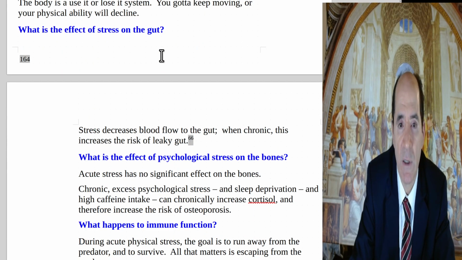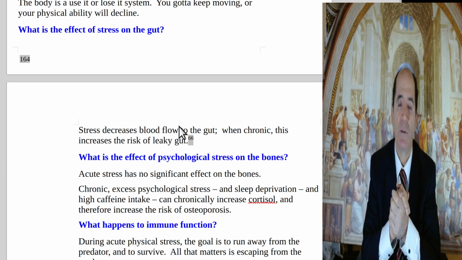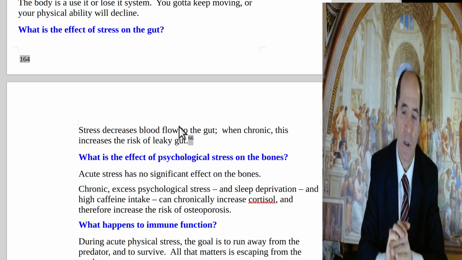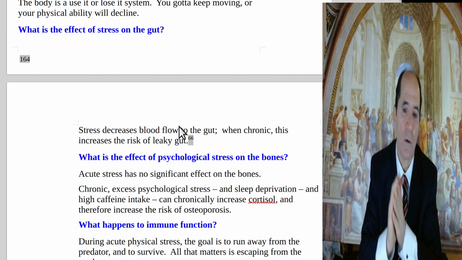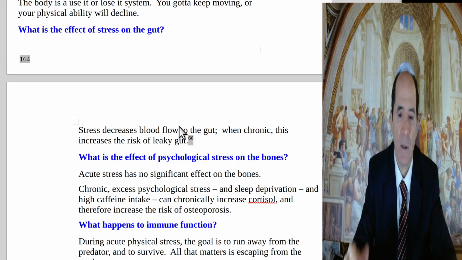What's the effect of stress on the gut? We talked about that. Splanchnic shutdown. You don't need the gut to digest while you're trying to survive from being chased by a tiger. You shut down the blood to the gut for a little while, no big deal. Chronically, you make it ischemic, severely deprived of oxygen such that it'll break down.